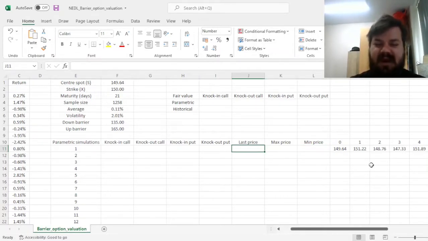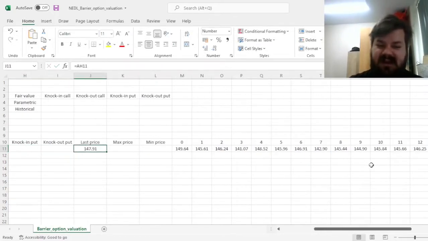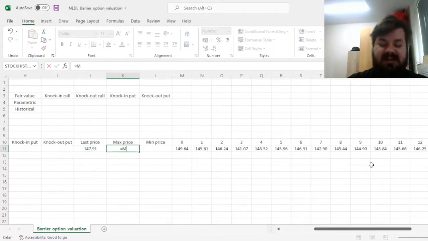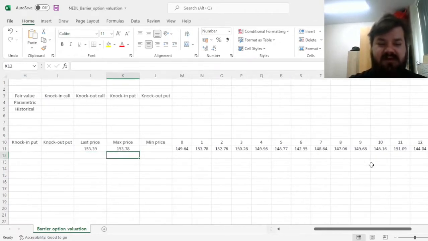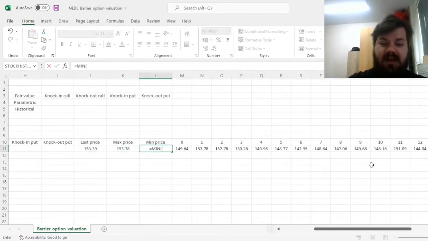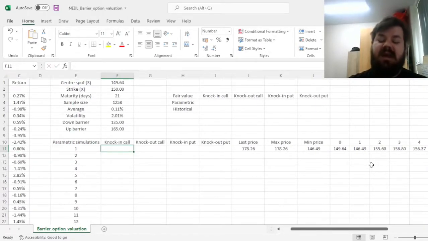However, what we are interested in now is to figure out what the last price is, and we can see that it changed because the simulation has run again. The maximum price, the all-time highest price throughout the contract's lifetime, and the lowest, the minimum price, throughout the contract's lifetime. And now we need to estimate what these prices imply for the payoffs of our barrier options.